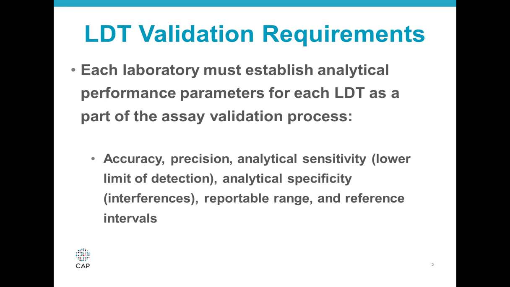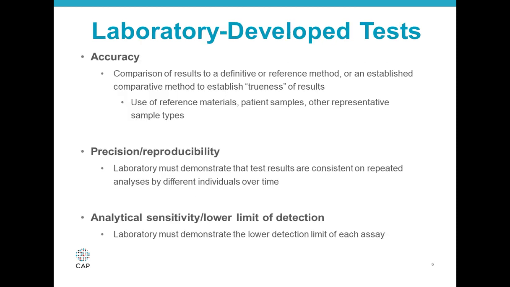So what are the validation requirements for an LDT? Each laboratory must establish the analytical performance parameters for each LDT as part of their assay validation process, and the analytical performance parameters must include accuracy, precision, analytical sensitivity or the lower limit of detection, analytical specificity or interferences, reportable range, and reference intervals. So over the next 2 slides, we'll briefly discuss the analytical performance parameters.